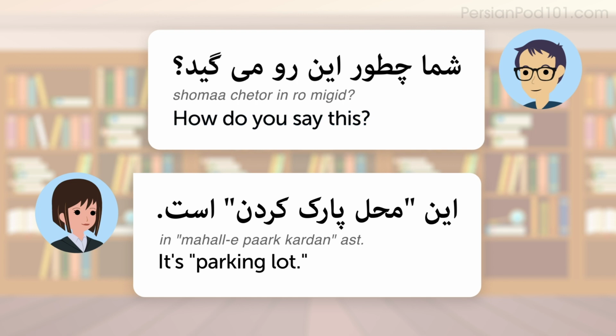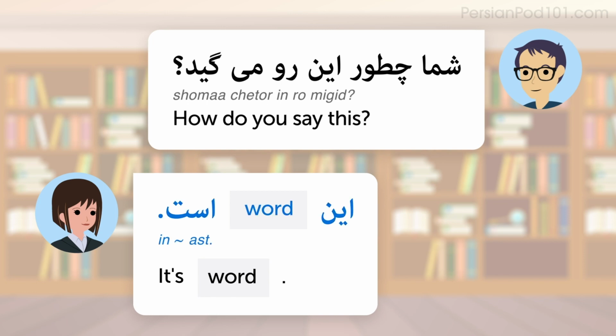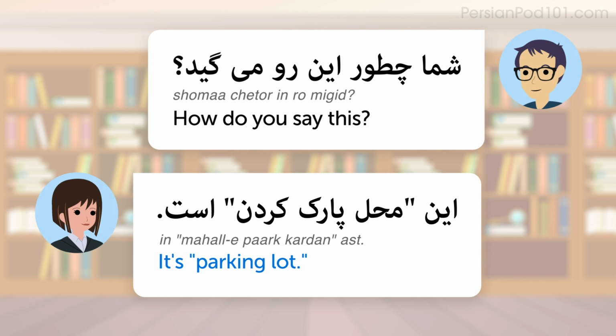Now, how do you answer this question? The pattern is این word است. This Persian sentence literally translates into, it word is, but it means, it's word in English. For example, it's parking lot. این محل پارک کردن است.